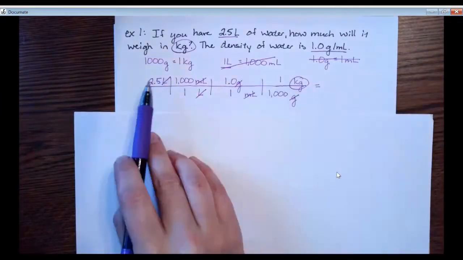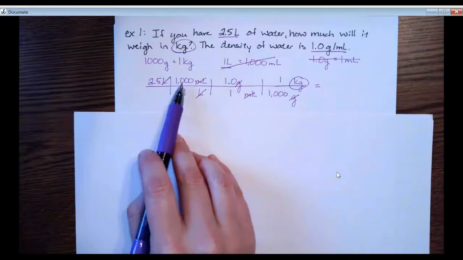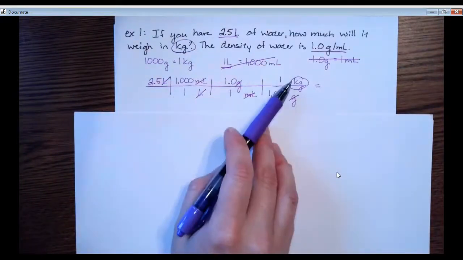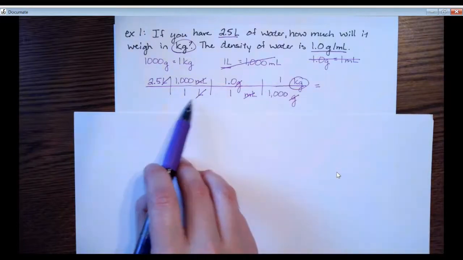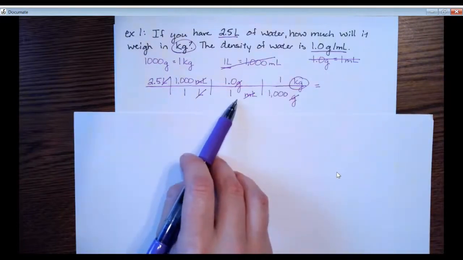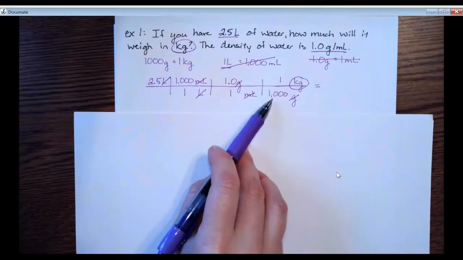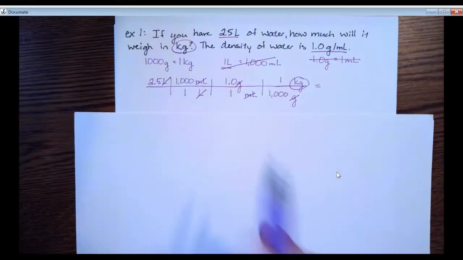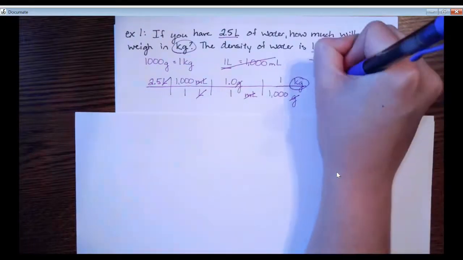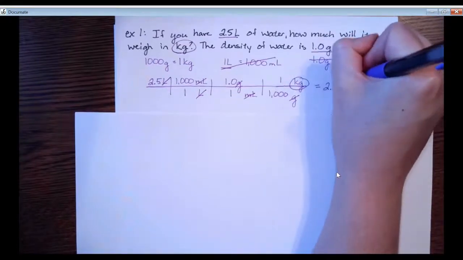So 2.5 times 1,000 times 1 times 1. And then we divide by what's on the bottom. So we're going to divide that by 1, and then divide by 1 again, which doesn't change anything, and then divide by 1,000. So essentially those two cancel each other out, and I end up with 2.5 kilograms.